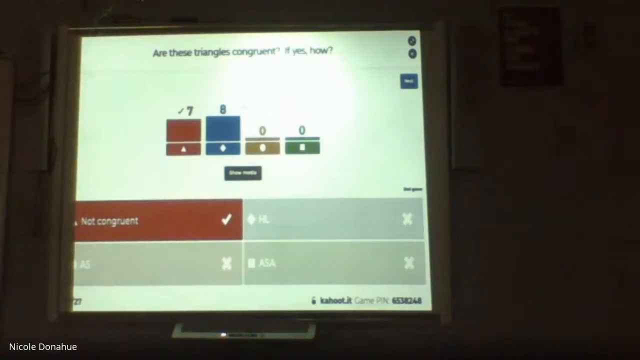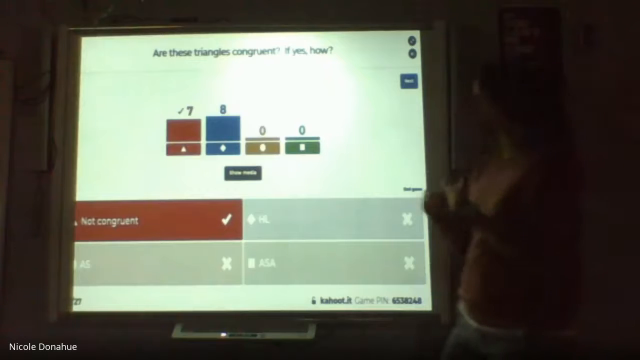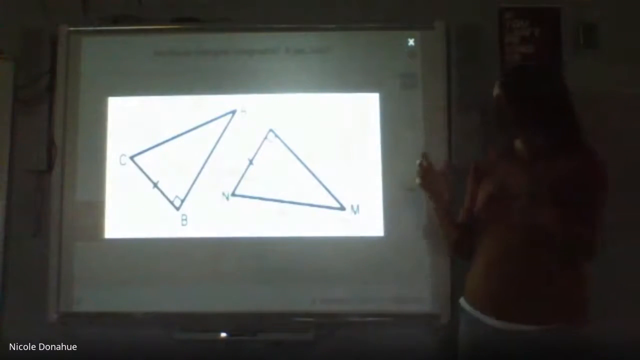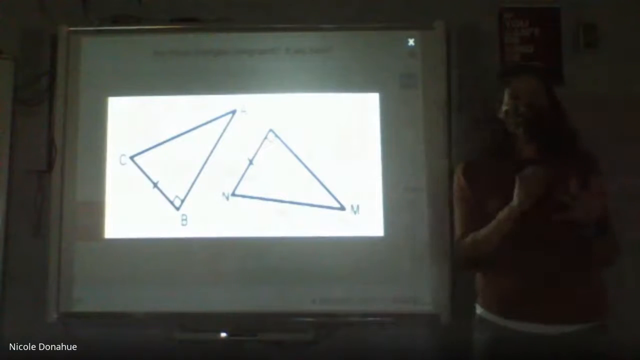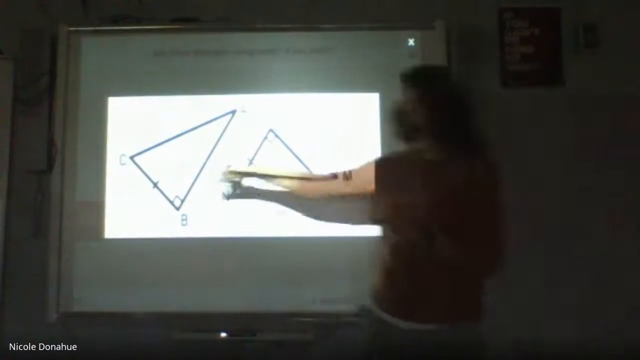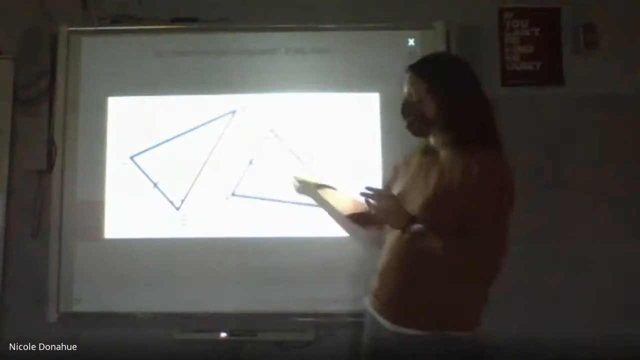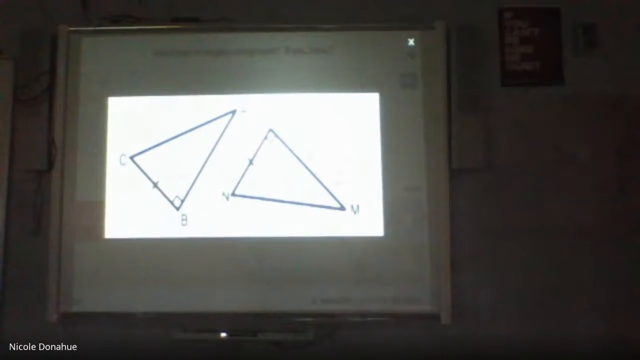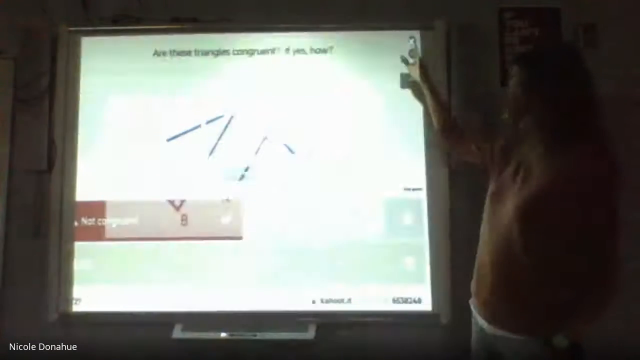All right, this is a tough one. Because you see it's a right triangle, so you're like, oh, this has got to be a hypotenuse leg. So hypotenuse leg, we need the hypotenuse and a leg. We have a leg, but we don't know for sure about the hypotenuse at this point. They don't have those marked for us. So all we have is a leg in this case. So a leg is not enough, and angle side doesn't work.